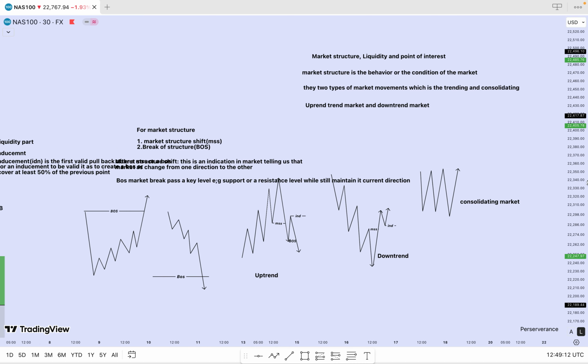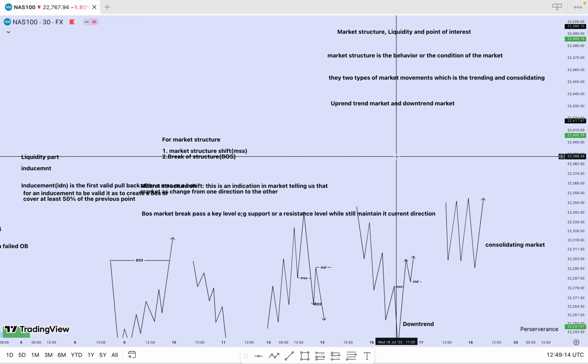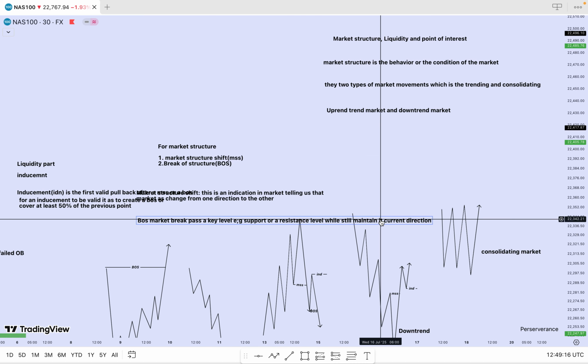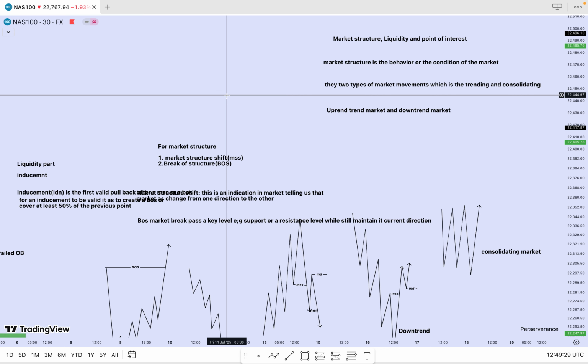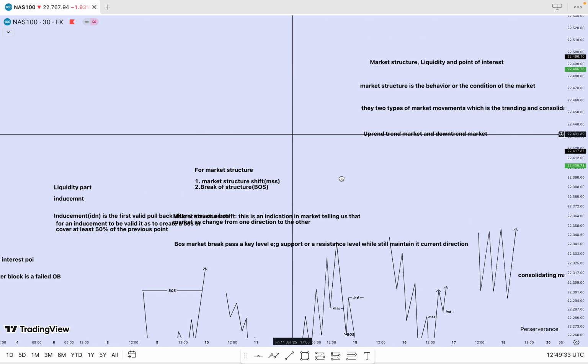Now once you open your chart, you want to analyze the market. The first thing you look out for is the market structure. Where has price gotten to and where is price currently coming from. Okay, now for the market structure shift, you look out for your MSS or BOS.